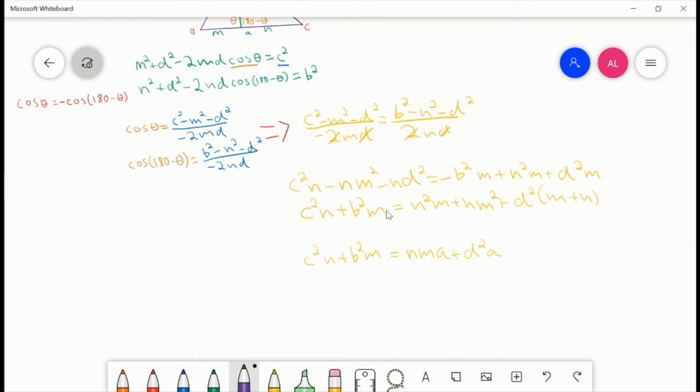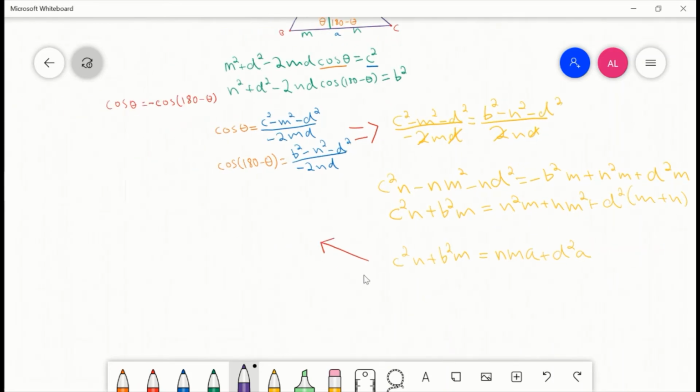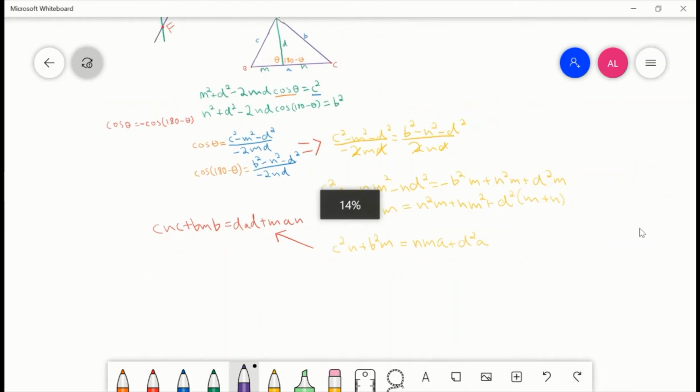And this relation right here, this is called Stewart's theorem. Now, this looks like a hard thing to remember, and I also thought that, but there's actually an acronym that you can use to remember it. CNC plus BMB is equal to dad plus man, right? This is just the reshuffling and removing the exponents of this equation. So that's how you can remember it, basically.